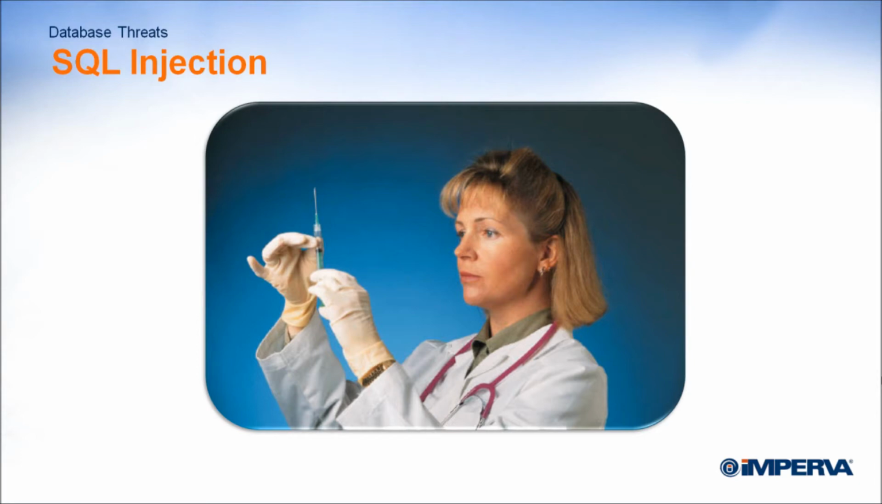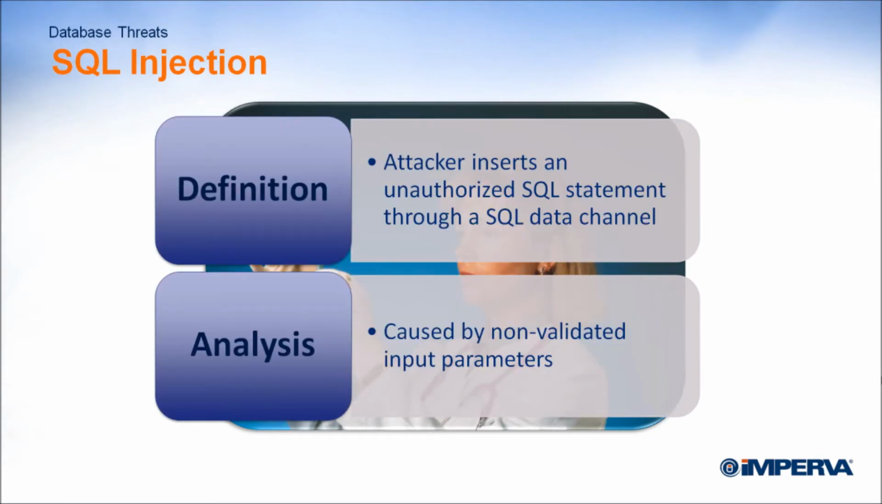SQL injection is one of the most common attack types in web-connected databases. And although we associate SQL injection with an external hacker, a malicious insider can also exploit vulnerabilities prone to SQL injection attacks. The definition of a SQL injection is where an attacker inserts an unauthorized SQL statement through an SQL data channel. Data channel examples include parameters of stored procedures or a web form, while this simply occurs due to non-validated input parameters by the application.